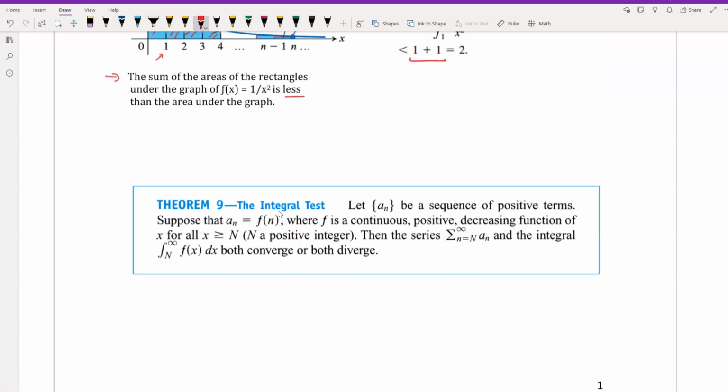Theorem 9, the integral test. Let a sub n be a sequence of positive terms. Suppose that a sub n is equal to f of n, where f is a continuous, positive, decreasing function of x for all x greater than or equal to n, where n is a positive integer. Then the series sum of a sub n from uppercase N to positive infinity, and the integral of f of x dx from N to infinity, both converge or both diverge.